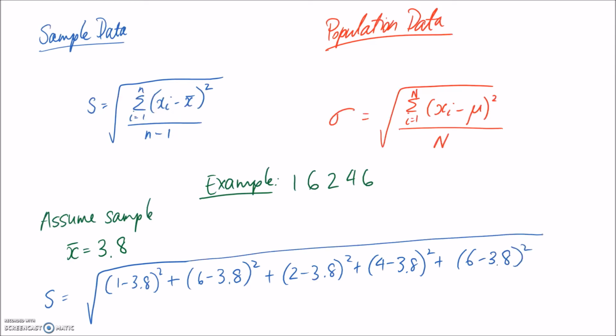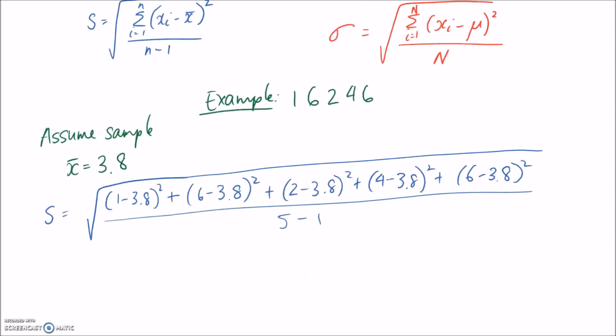So that becomes the top line, and then the bottom line is the number of observations take 1. Here we've got 1, 2, 3, 4, 5, so it's going to be 5 minus 1. That's a bit messy, but if you type it into a calculator, what you should find is that the standard deviation of the sample comes out to 2.28. So that's the answer there.